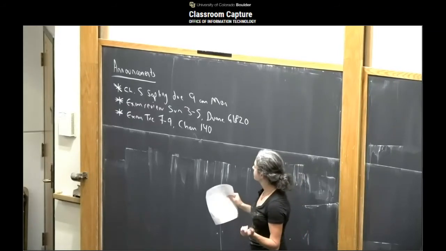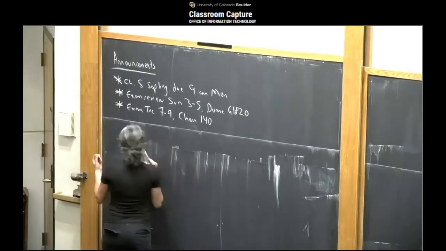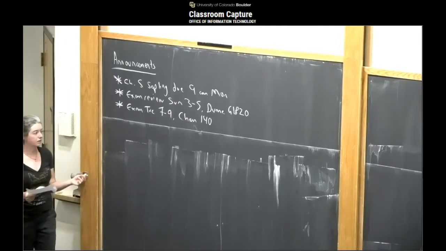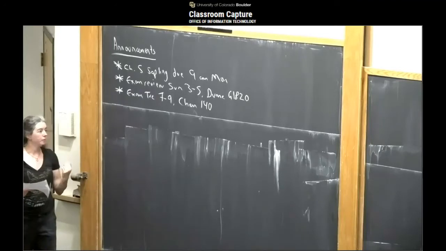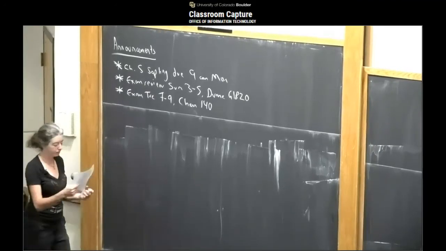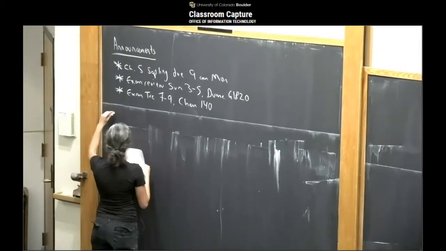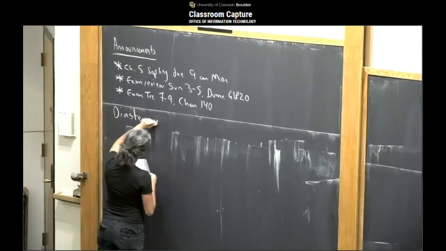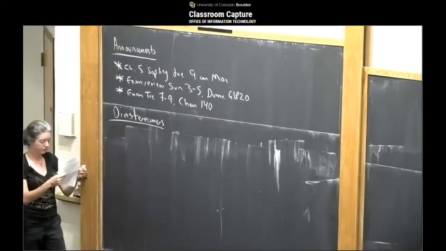Okay, continuing on with Chapter 6, last time what we looked at was absolute configuration, so assigning R and S to stereocenters. We did a few examples of that. What we're going to look at today is some more examples of three-dimensional geometry and how that affects molecular structure. So what we're looking at today is diastereomers.